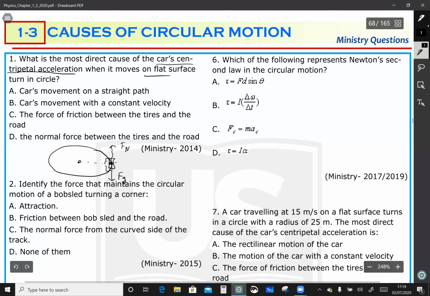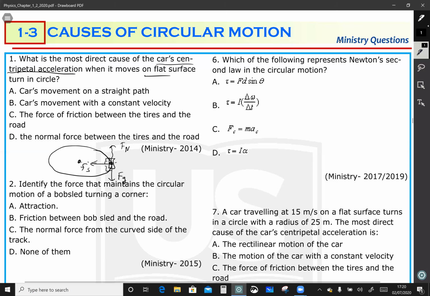And we know that if a force is perpendicular to the radius, it cannot contribute to centripetal force. So Fn and Fg cannot be centripetal force. The force which is parallel to the radius and points to the center is the static friction force. Static friction force between the car's tire and the ground, or the road, will cause this object to change direction. As the direction changes, of course, there will be a centripetal acceleration.